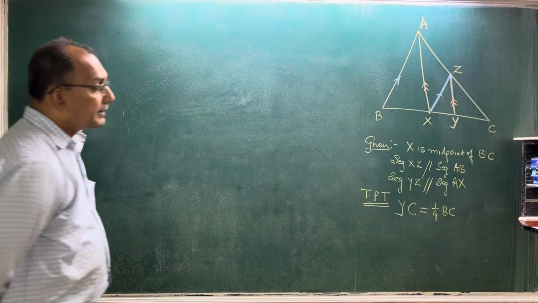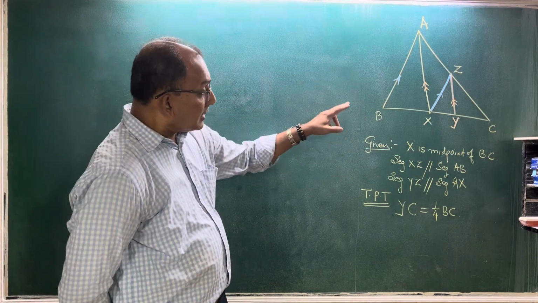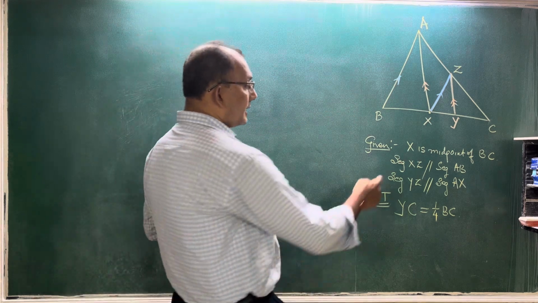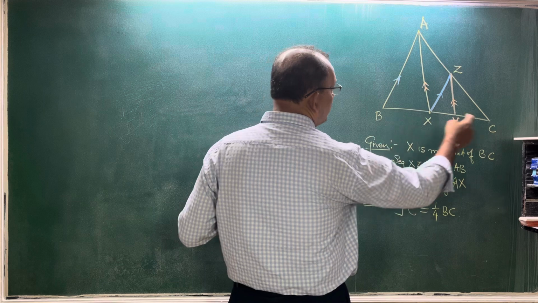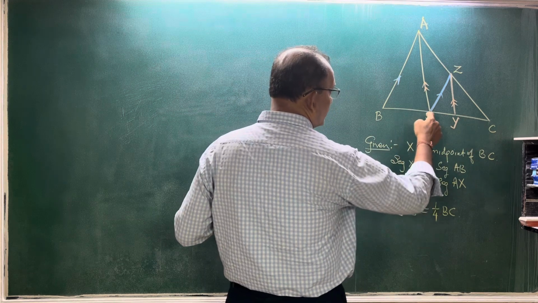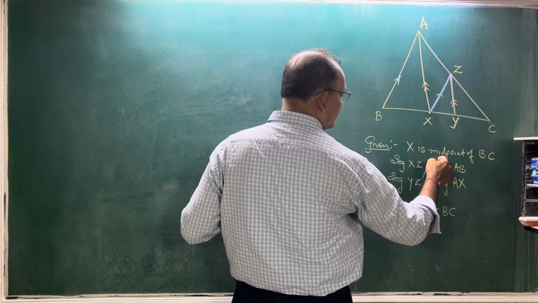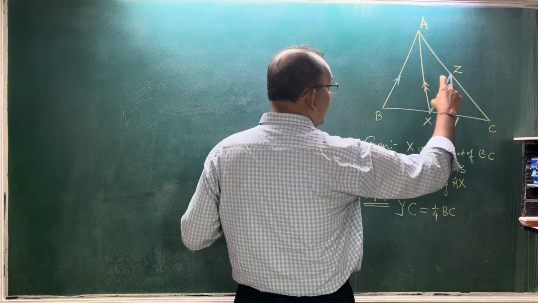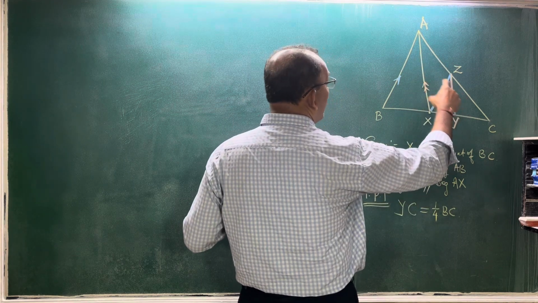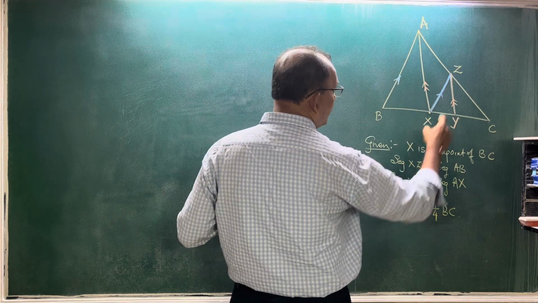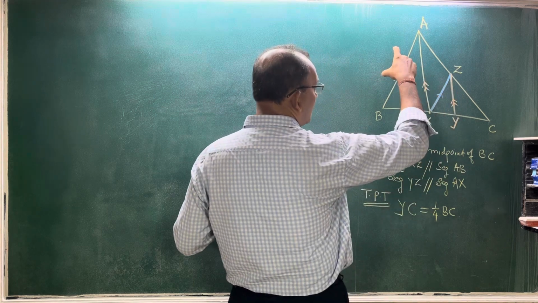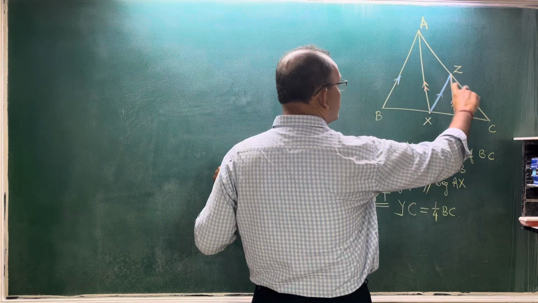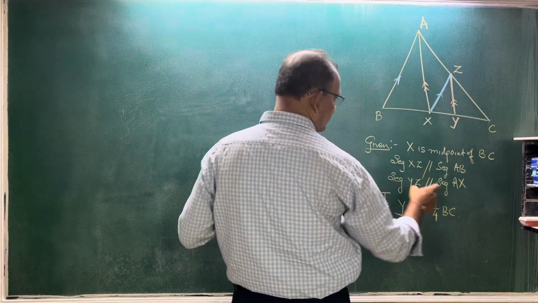Hi children, देखो यहाँ पर once again an extra sum from standard 9th. X is midpoint of BC, and they have given XZ is parallel to AB, and segment YZ is parallel to AX.